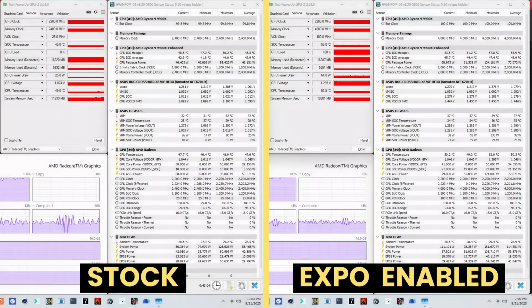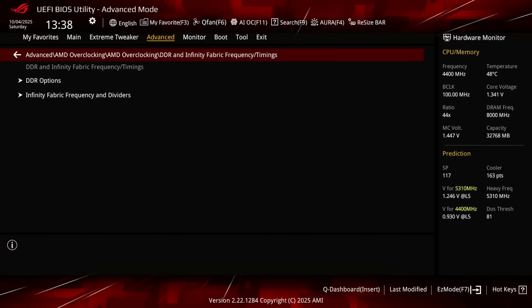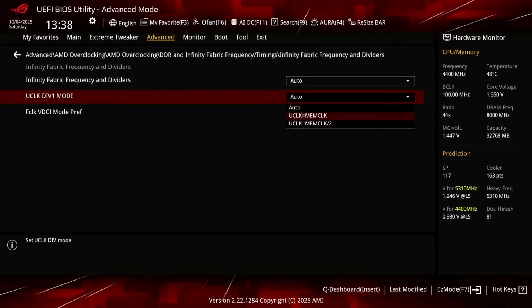memory frequency. We could easily force the memory controller to run at the same frequency as the system memory by setting UCLK DIV1 mode to UCLK equals MEMCLK. However, that's only possible if we run the memory at around DDR5 6000.